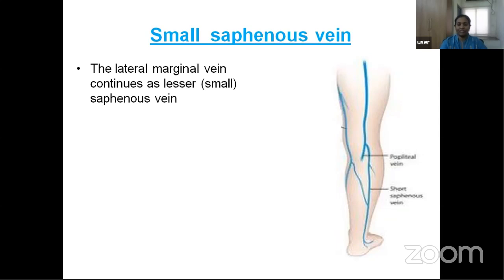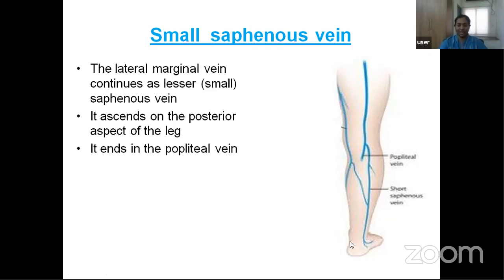So when we come to the small saphenous vein, it starts from the lateral side of the dorsal venous arch and is joined by the lateral marginal vein. So from the lateral side of the dorsal venous arch, accompanied by the lateral marginal vein, we have this lesser or small saphenous vein. Now this vein runs upwards, goes to the posterior aspect of the knee, and ends in the popliteal vein.